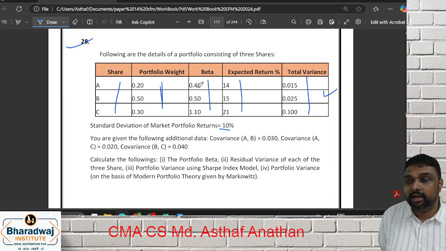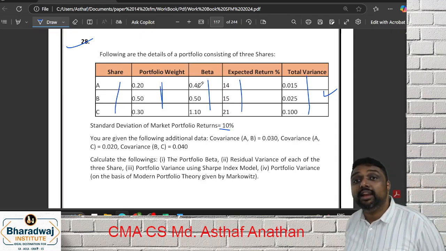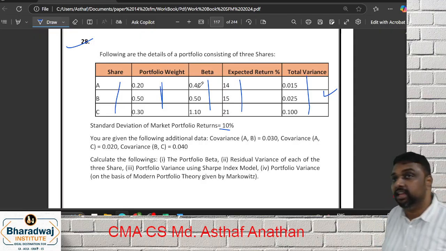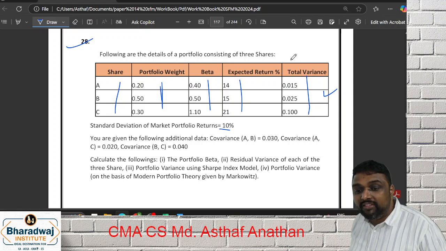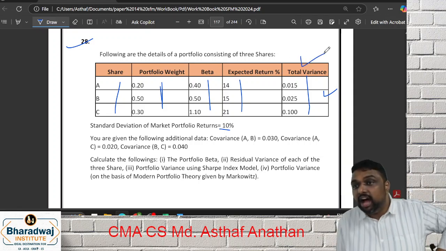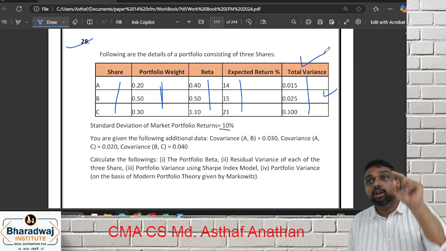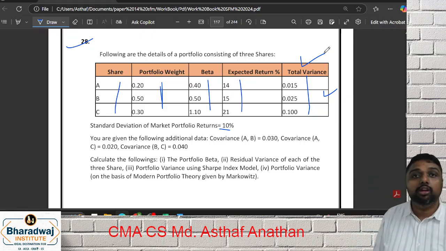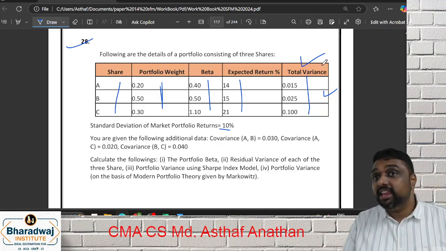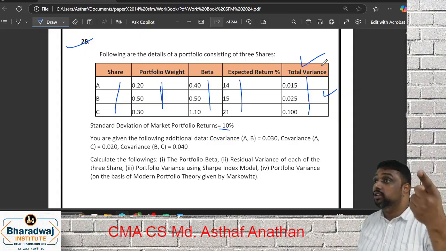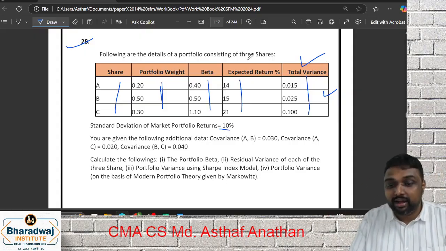Next is residual variance of each of the three shares. Here comes the main point, my dear friends. Residual variance is another name for what? Unsystematic risk. This is for each of the shares. So how do you have to do it now? Total variance is given in the question. Very, very good question. So step one, we find out systematic risk. For that, what you have to understand first is, here the variance is given, so it is the variance approach. So systematic risk also you have to find out in the variance approach.